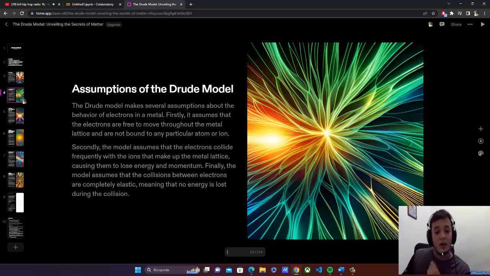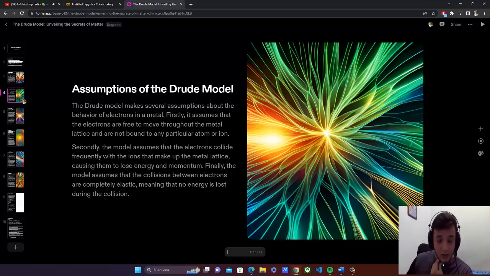These assumptions are as follows. Free electrons. The Drude model assumes that electrons in a metal behave as free particles that move unrestrictedly within the material. This implies that the electrons are not tightly bound to the atoms and can move freely in the metal.